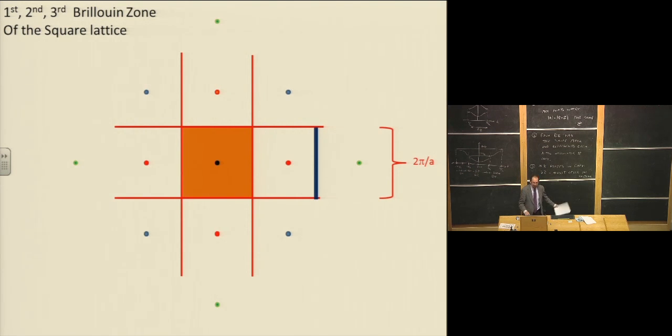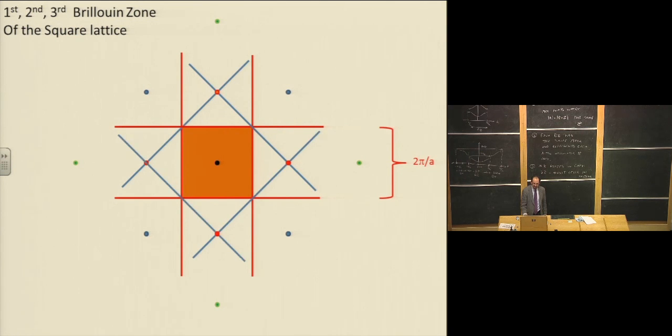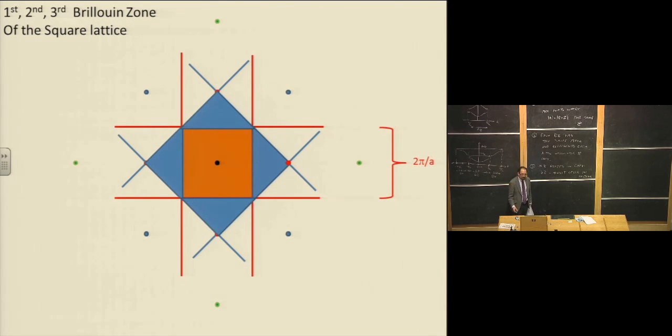Now, let's look for the second Brillouin zone. How do we do that? It's a very similar construction. You just start putting down more perpendicular bisectors. So here, the second closest set of points are these blue points here. So let's put down perpendicular bisectors to those, like this, like this, like this. So these are the perpendicular bisectors to the blue points out here. We'll color in the walled-off area blue, and this is now the second Brillouin zone.